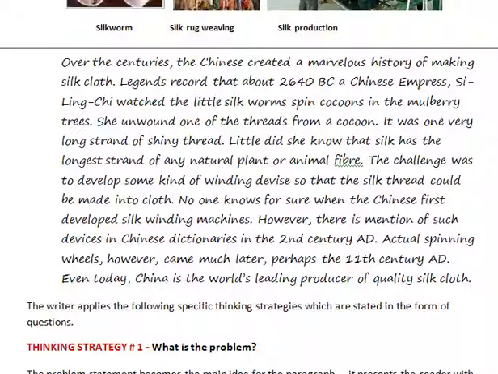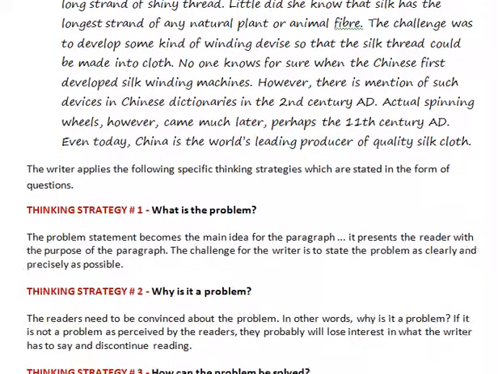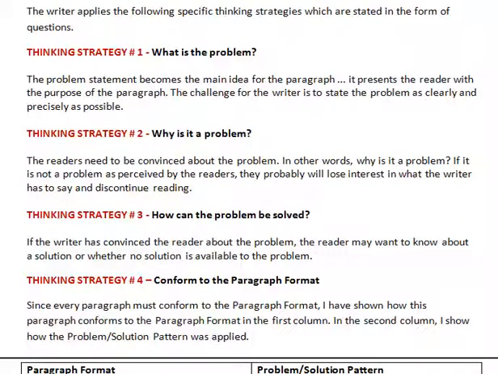The writer applies the following specific thinking strategies, which are stated in the form of questions. Thinking strategy number 1. What is the problem? The problem statement becomes the main idea for the paragraph. It presents the reader with the purpose of the paragraph. The challenge for the writer is to state the problem as clearly and precisely as possible.